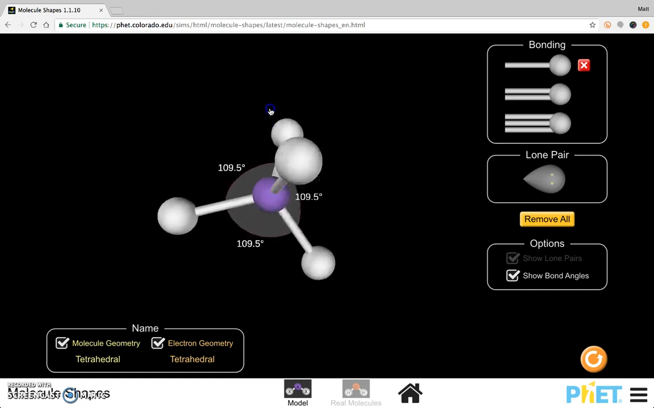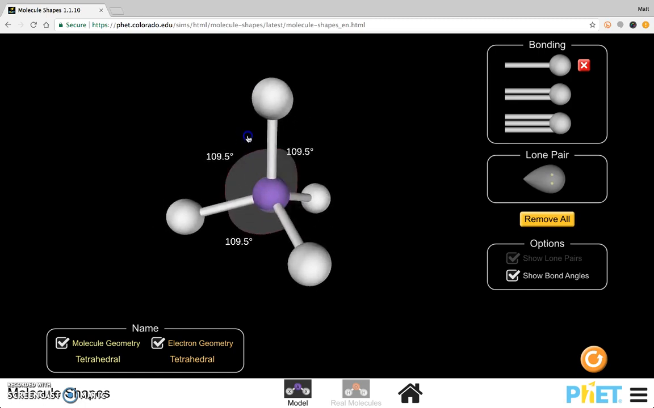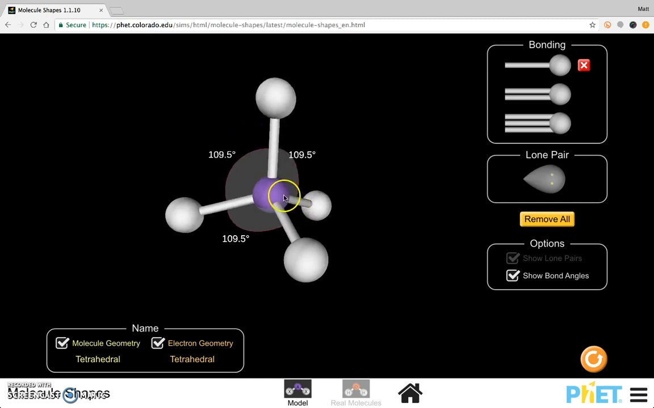No matter how I rotate the molecule, we can see that the bond angle is exactly 109.5 degrees on every side. This is due to the fact that the electron groups around the central atom are repelling each other. They are all negatively charged, so they're trying to move as far away from each other as possible. And in fact, as we build more and more complex molecules, you'll see how that influences the molecular geometry of the molecule itself.